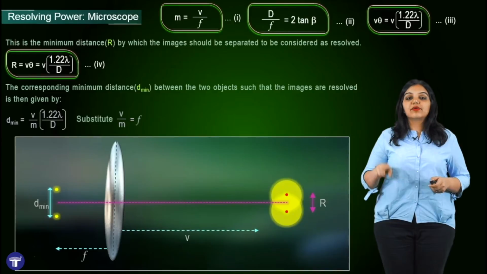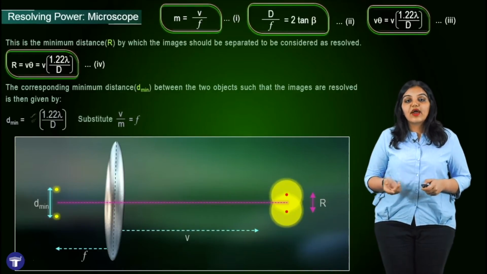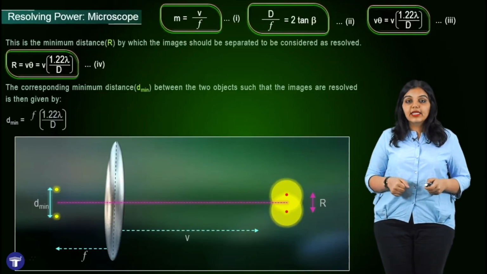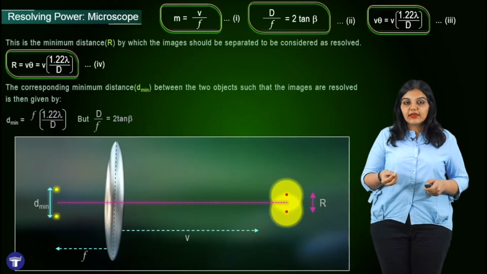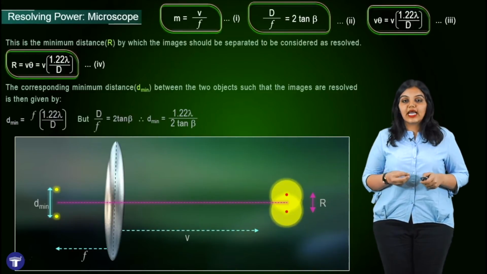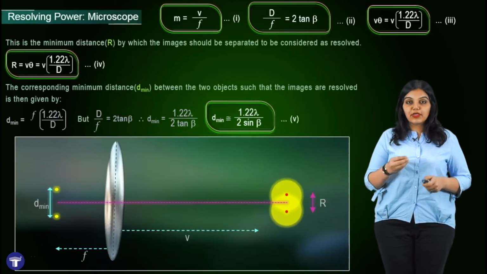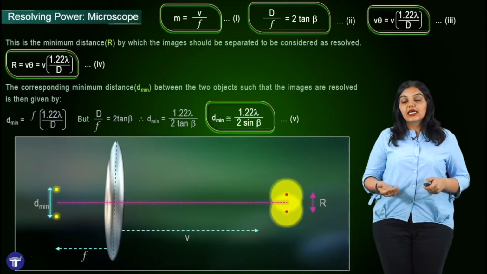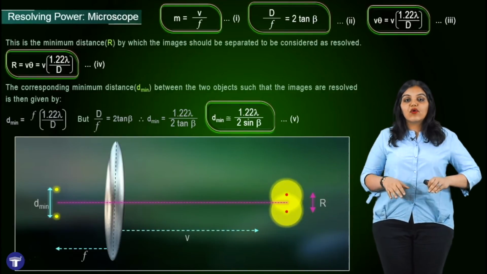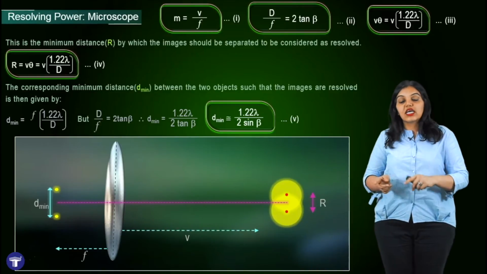And here now I will replace v by m with f, which is the focal length of the lens, and therefore I will get f upon d 1.22 lambda is equal to d min, but d by f is nothing but 2 tan beta, and therefore I get d min is equal to 1.22 lambda upon 2 tan beta, and for really small angles I get that d min is equal to 1.22 lambda upon 2 sin beta, because for small angles tan can be approximated as sin. This therefore is the minimum distance between the two objects such that the images are resolved.